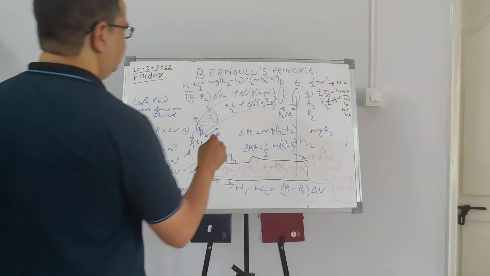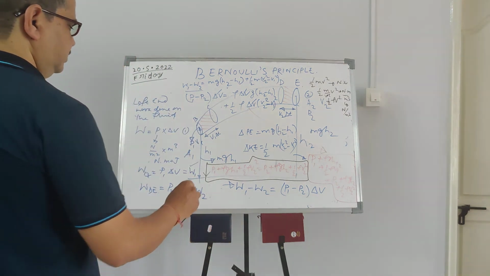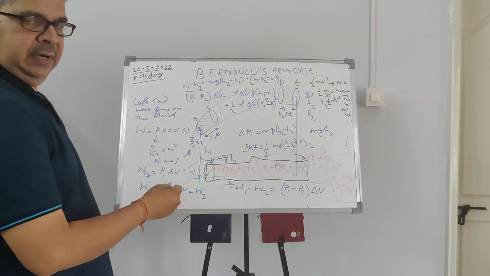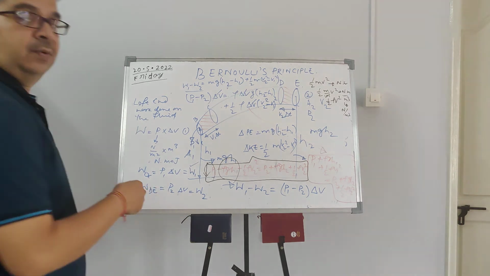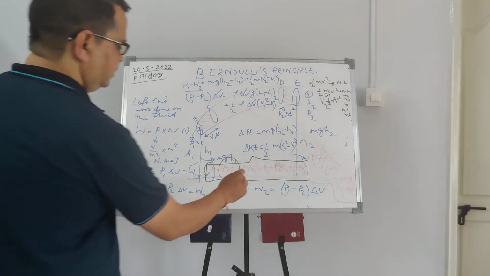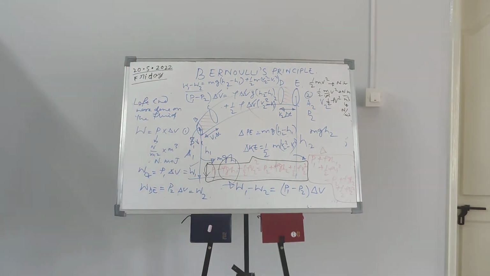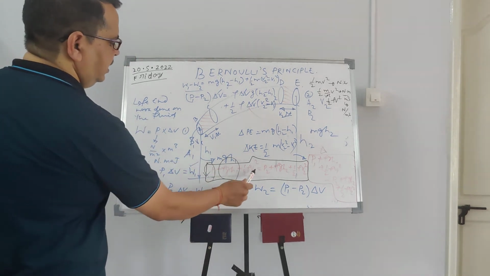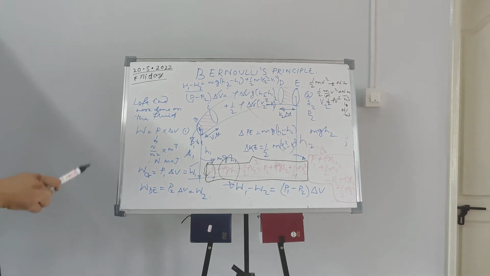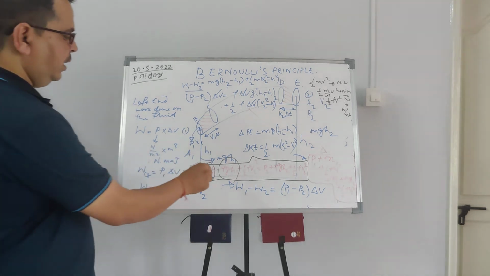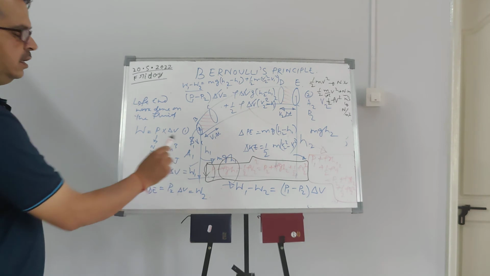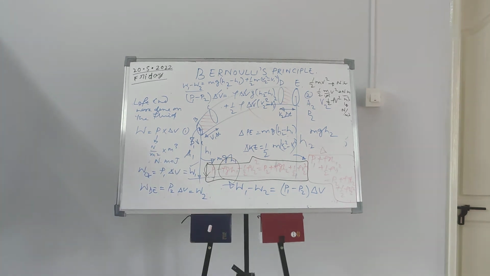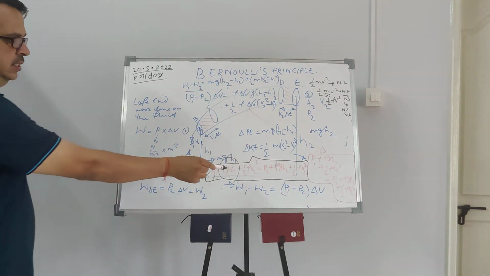This particular term P1 is called the pressure head. This is called the potential head, and this is called the velocity or kinetic head. So for P1 plus rho g h1, if you want to make it a head, you have to divide everywhere by rho g, so it will be P by rho g, h1 and so on. But if you want to write it in terms of pressure, this is the form.